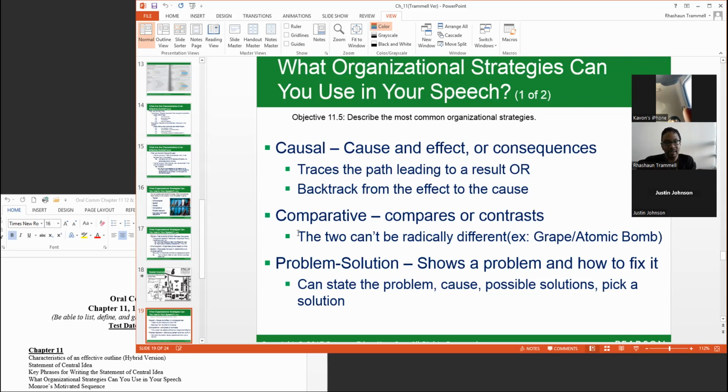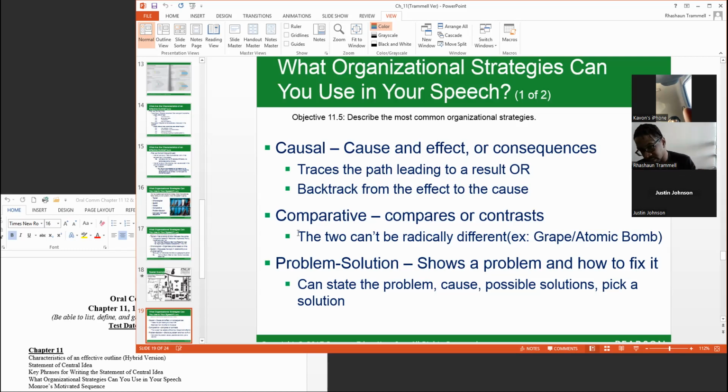And with causal, it can also go backwards. It can go from, okay, this is what happened, and these are some of the things that led to it. So with that train wreck that happened recently, with the toxic chemicals, it's kind of gone that way, where you heard about the accident, and then you hear about the brakes and this and that. So anyway, that'd be causal.